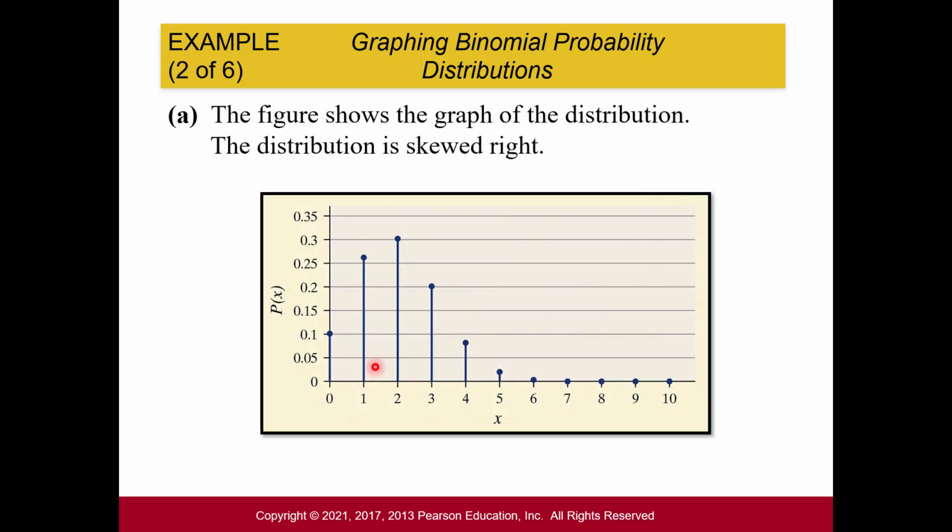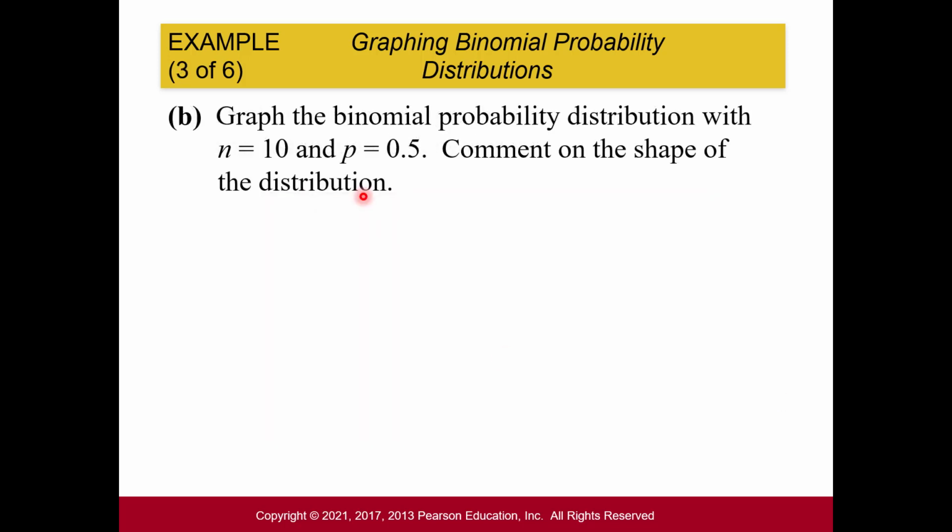And so our graph, if you notice, it looks like our distribution is skewed right. Remember, skewed right looks like the tail is longer toward the right. So this data is skewed right. Okay, so now let's do another one.